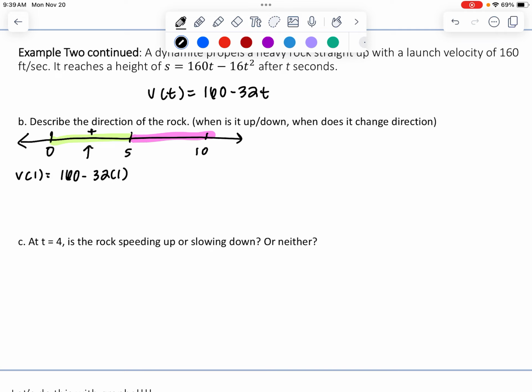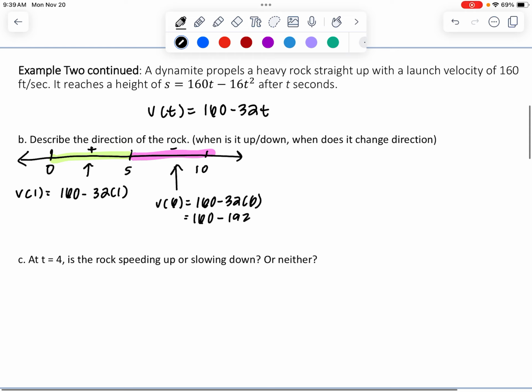So I'm not even going to go on. Here, I'm going to pick a number between 5 and 10. I'm just going to choose 6. I'm going to do 160 minus 32 times 6. 32 times 6 is 192. And again, I know that's going to come out negative. I'm not concerned about what the velocity at 6 is. I'm just concerned about whether it's positive or negative. And so based on this information, I know that the rock is going up between 0 and 5 seconds and down between 5 and 10. And that also just makes sense. If you were to propel a heavy rock, you know that this is the quadratic equation right here.